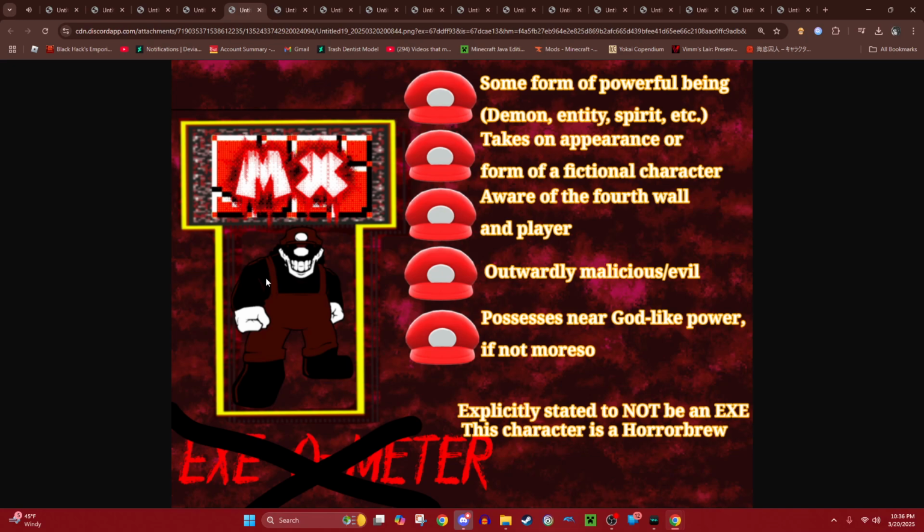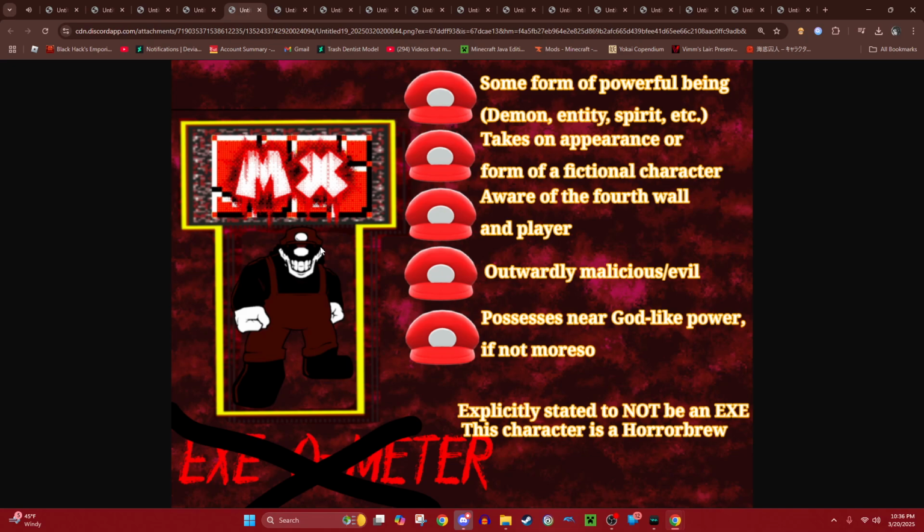There's not too much we know about MX's past before taking on this form of Mario, but we do know he is as old as time itself. Second, do they take on the appearance or form of a fictional character? Yes, MX takes on the warped appearance of Mario. Third, are they aware of the fourth wall and the player?